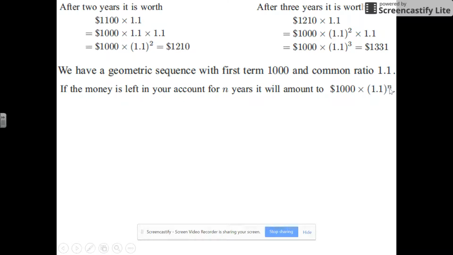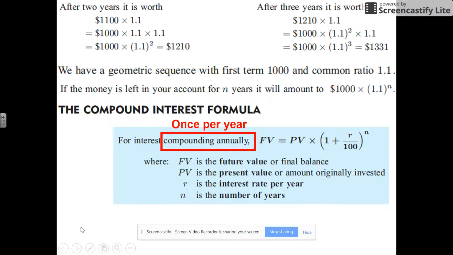Notice this is not n minus 1. So after n years, you would have 1,000 times 1.1 to the n, not n minus 1. Now, where this works is PV stands for present value, the amount you invest, times 1 plus the rate divided by 100. So in other words, it changes the rate to a decimal. So make sure you don't change it to a decimal first. So 5% would just go 5 right there. Don't write it as 0.05 or scrap the 100. And then n is the number of years. This is pretty simple. This is yearly compound interest.